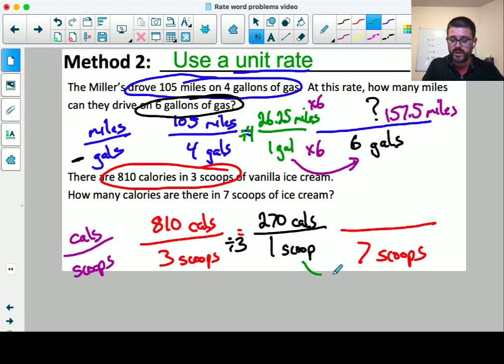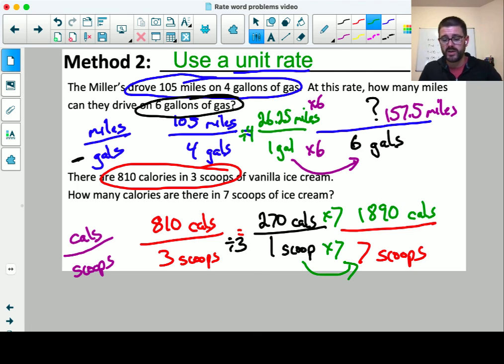We want to go from 1 scoop to 7 scoops. Well, to get from 1 to 7, we just multiply times 7, and we do the same thing up top. 270 times 7 gives me 1,890 calories. So think of like a whole day's worth of calories in 7 scoops of ice cream.